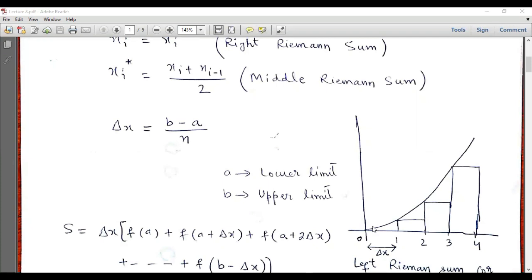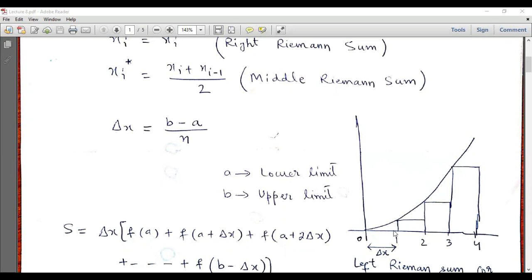So suppose we have a function which varies from 0 to 4, and first we have to define delta x, which is called the step size. This whole continuous function is divided into discrete parts, just as we do in sampling of a function. We have made four samples in this problem: this is the first sample, this is the second sample, this is the third sample, and this is the fourth sample.